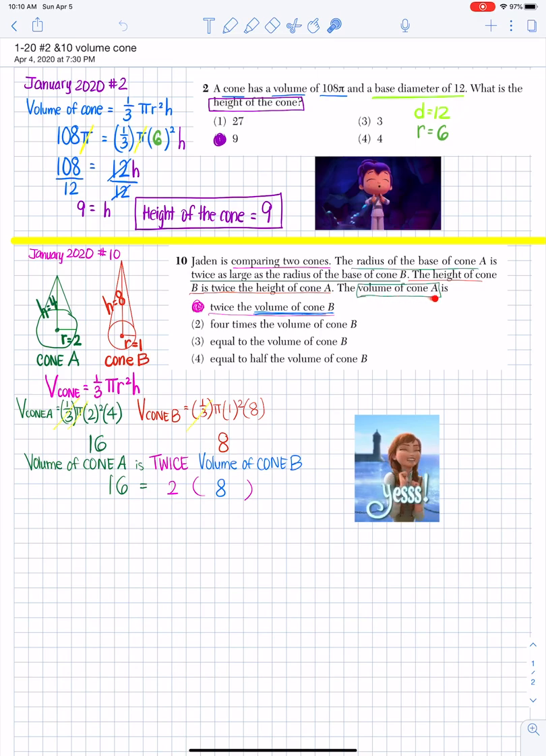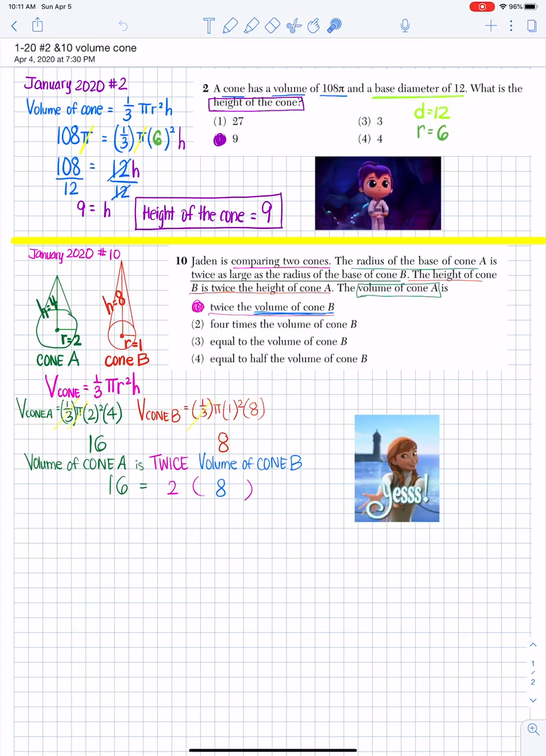They said volume of cone A is. Once again, I copied down the formula from the geometry reference sheet, and it reads as volume of a cone is 1/3 pi r squared h. So I plugged in the values for cone A: 1/3 pi, the radius is 2, so 2 squared, and the height is 4. Now I plug in the values for cone B. Here we have 1/3 pi, the radius is 1, and we square it, and then the height is 8.